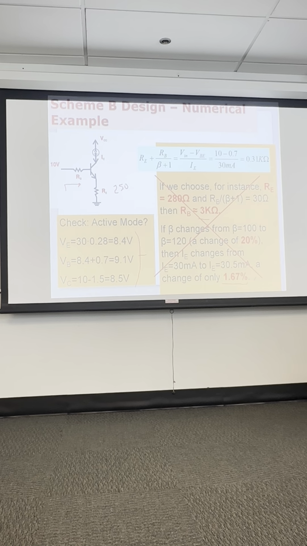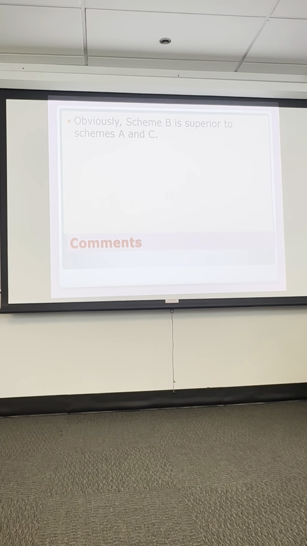So if you bought 5% resistance, this could go from 250 to 260, and you're moving toward saturation. Which means this design is very sensitive to your choice of RB and RE. But this new version would not be acceptable. So the second scheme, B, is definitely better than the first and the third, A and C.